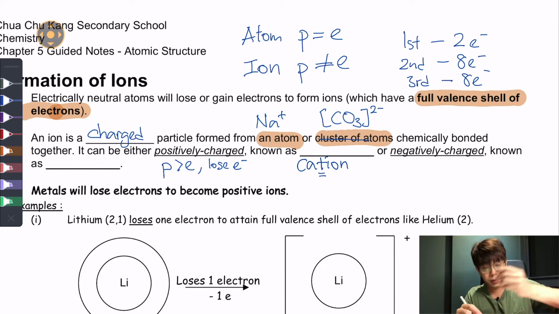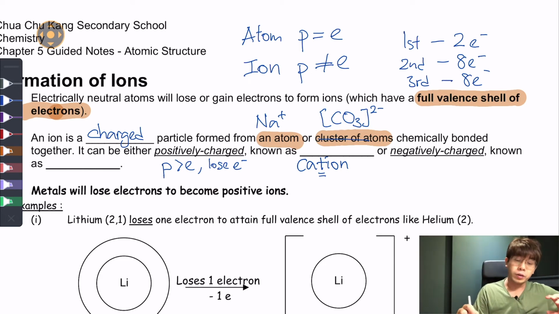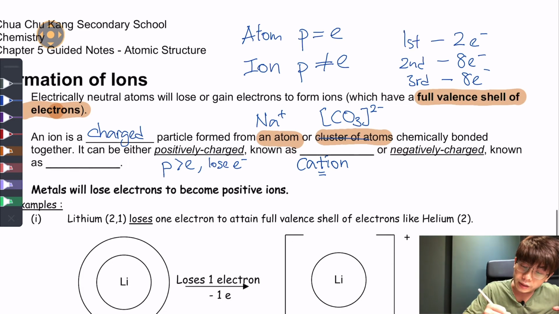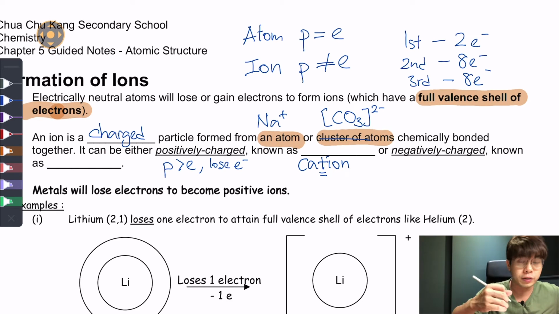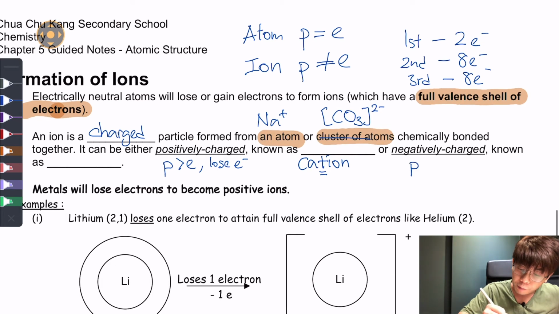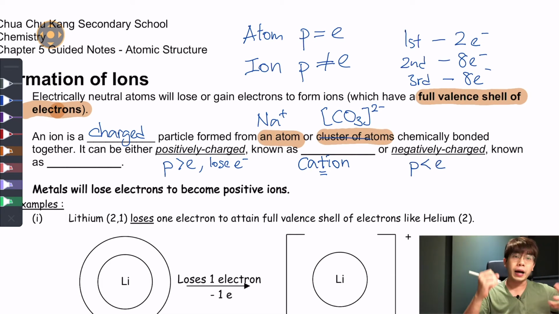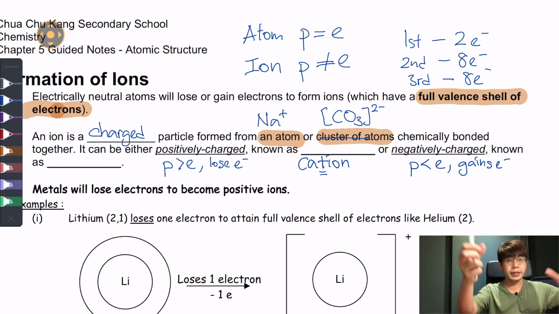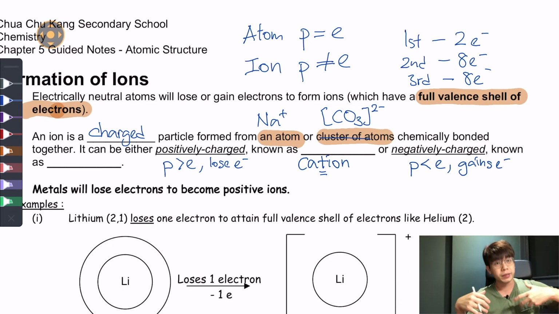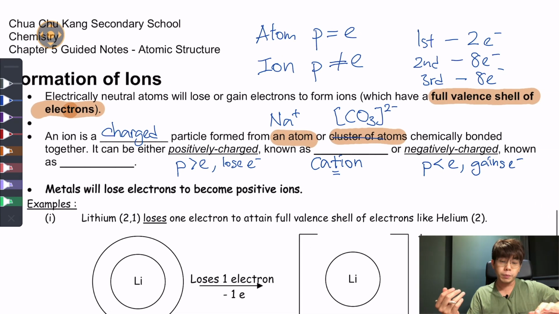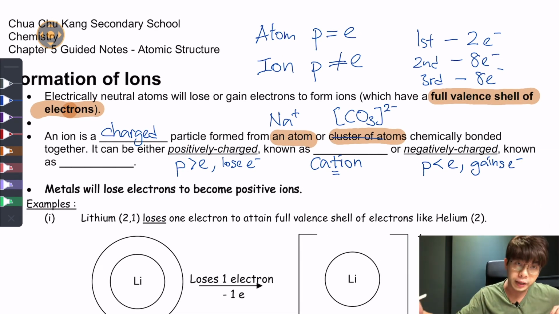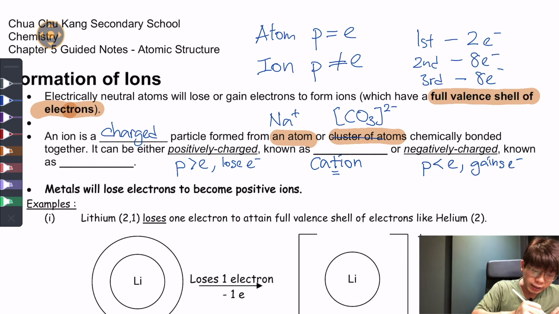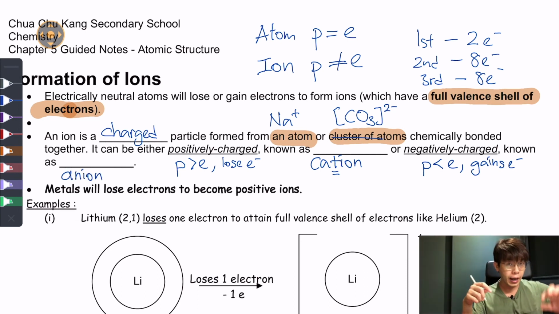There's an opposite, which is a negatively charged ion. A negatively charged ion is when there's more negative than positive charge, so the number of protons is less than electrons. And how would that happen? It is when the atom gains electrons. When I gain negative charge, I become negatively charged. There's a special name for a negatively charged ion as well, and that is known as an anion. Pronounce it with me again, anion.